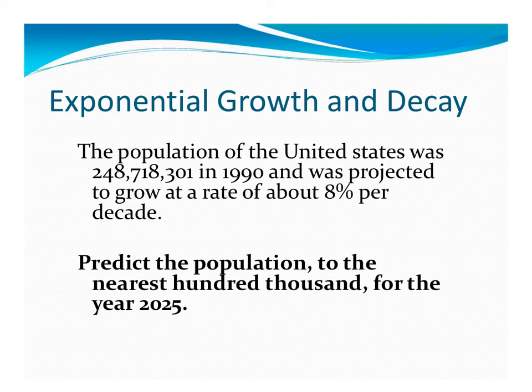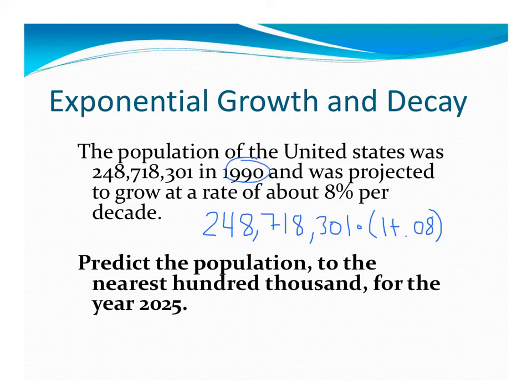We're setting it up just like we've done before. So we have our 248,718,301 times our multiplier, which is going to be 1 plus, because it's growing, 0.08, all raised to now the exponent. It says it's growing by the decade, so every 10 years would be 8% per decade. So how many decades do we have here?